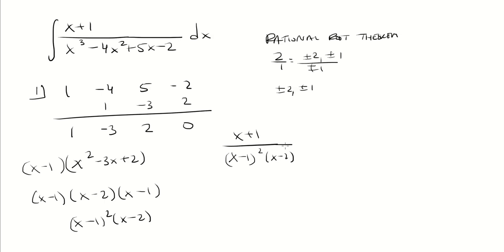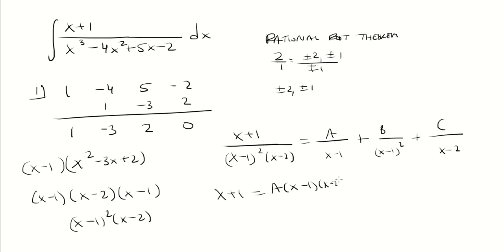In order to do partial fraction decomposition, we have to split this up into multiple fractions. So first one will be just x minus 1. Then we move on to x minus 1 squared. And then finally x minus 2. And so now we can multiply both sides by x minus 1 squared times x minus 2. And we get this. So now we just need to plug in different values to solve for a, b, and c.